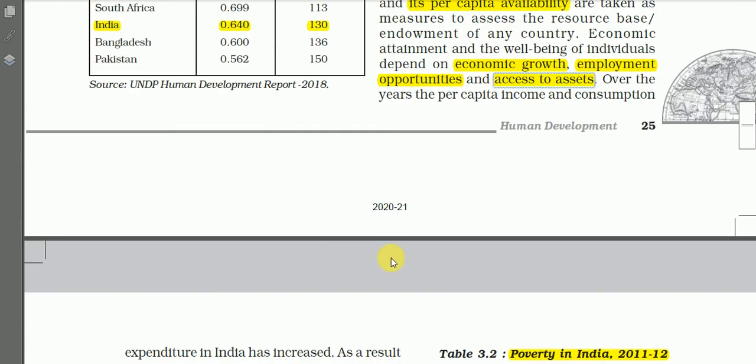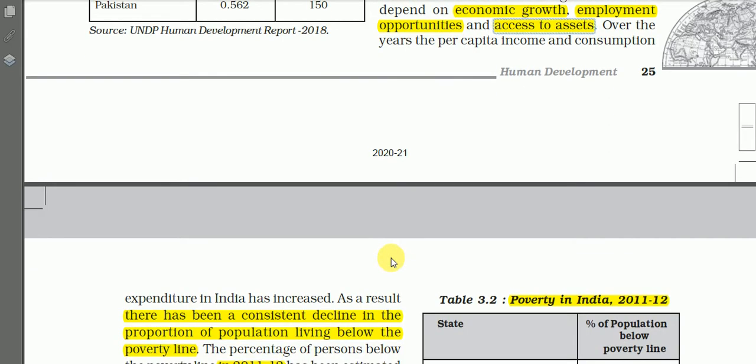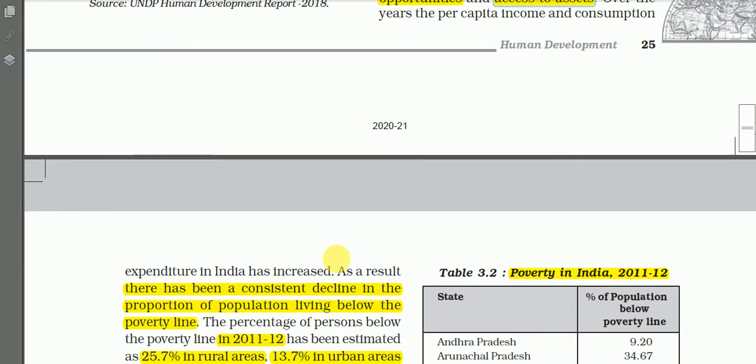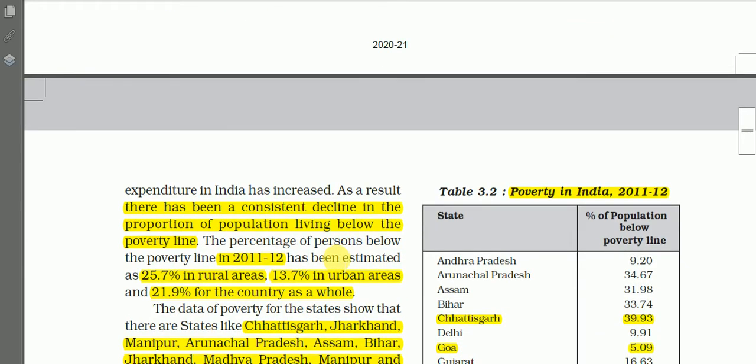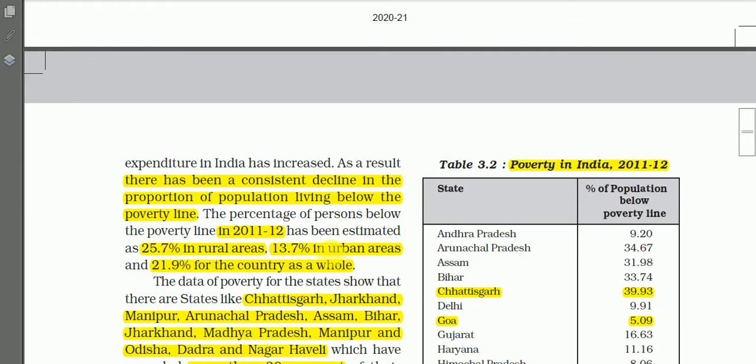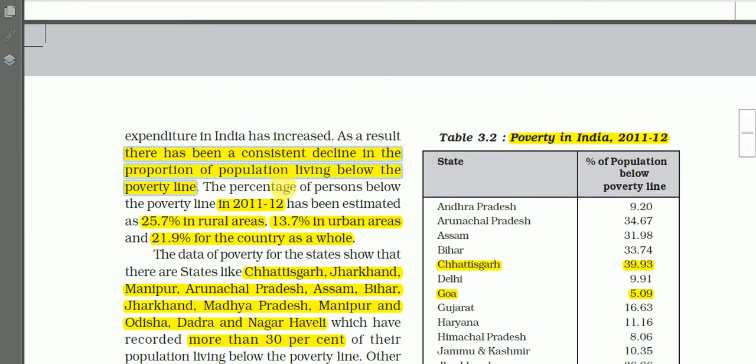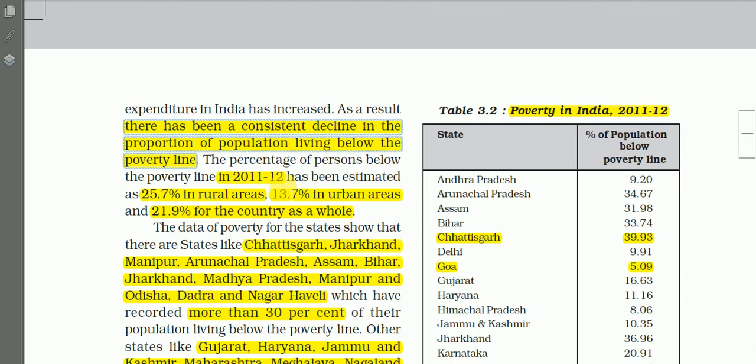And see, over the years, per capita income and consumption expenditure in India have increased. That means improving. Okay, the per capita income of the people and expenditure in India have increased. As a result, there has been a consistent decline in the proportion of the population living below the poverty line. So when the per capita income is increasing, then poverty is declining. It is directly related.